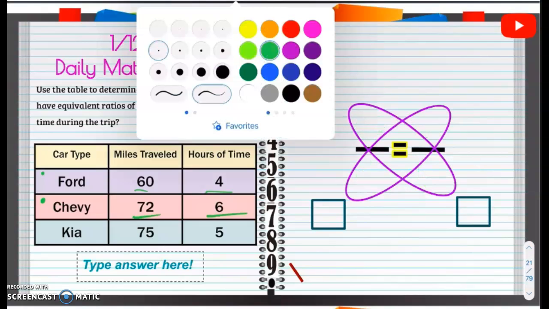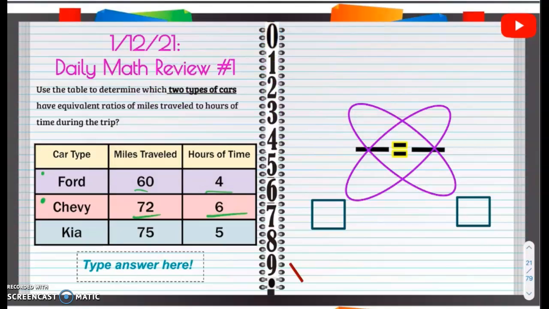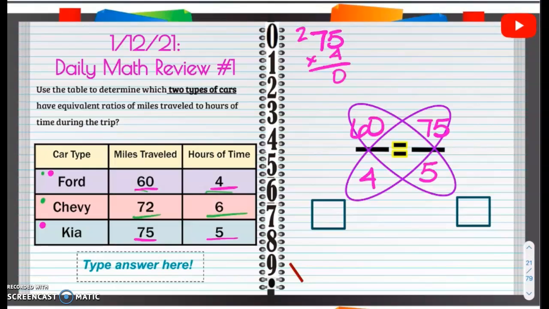Let's try, what do you want to try now? Let's try Ford and Kia. So Ford is 60 to 4. Kia is 75 to 5. 75 times 4: 5 times 4 is 20, 4 times 7 is going to be 28, plus 2 is 30. So 75 times 4 is going to be 300.